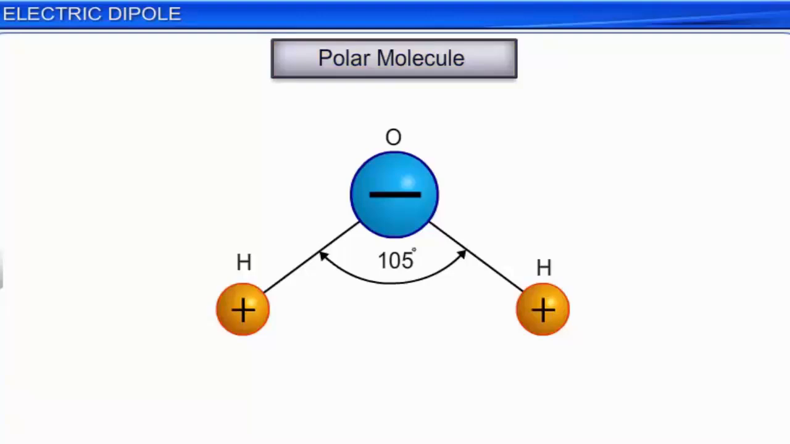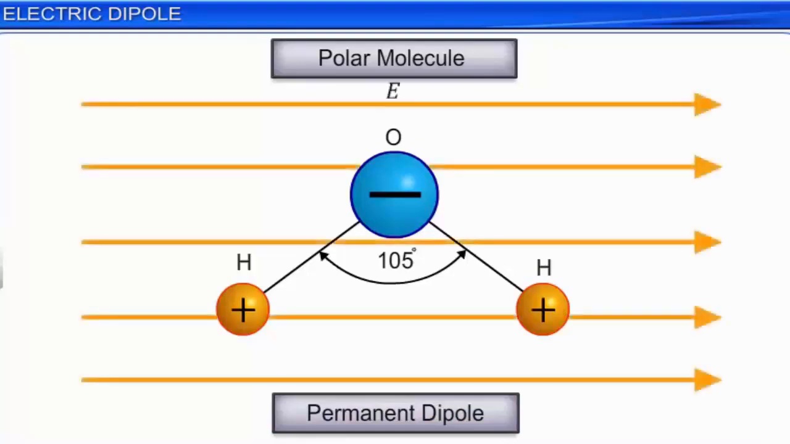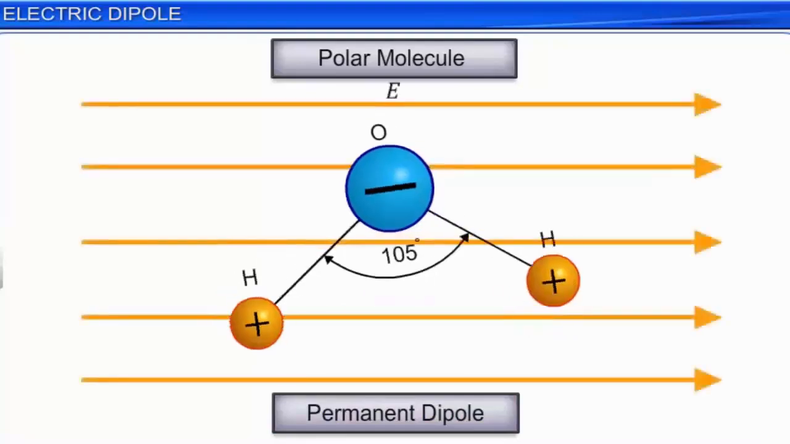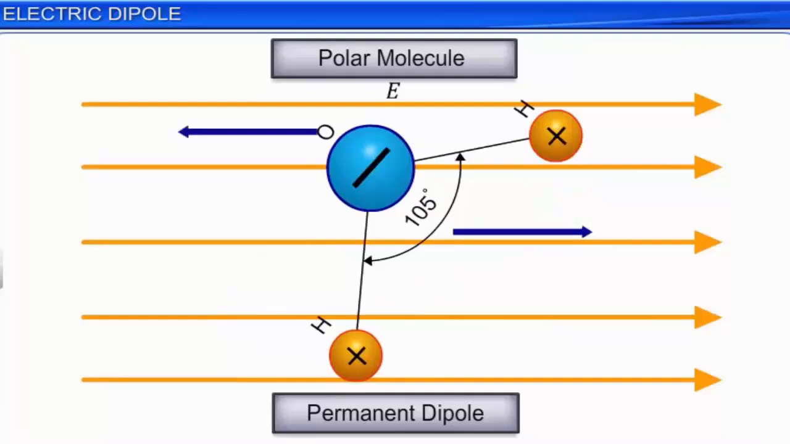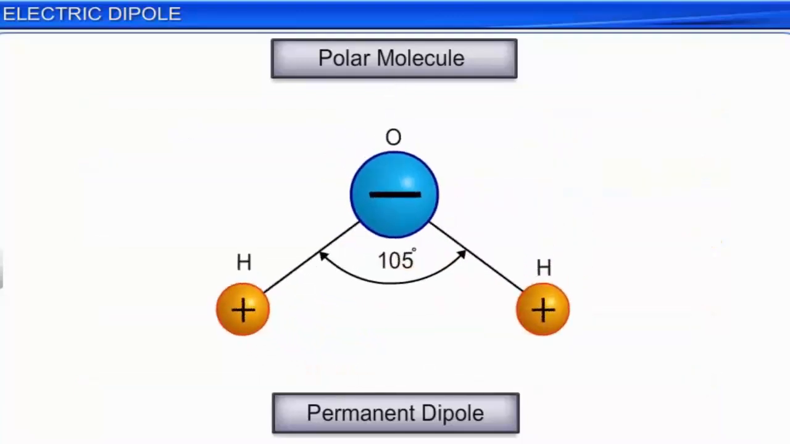These are permanent dipoles. When such polar molecules are placed in an external uniform electric field, they orient themselves in the direction of the field. Water molecule H2O is one such polar molecule.